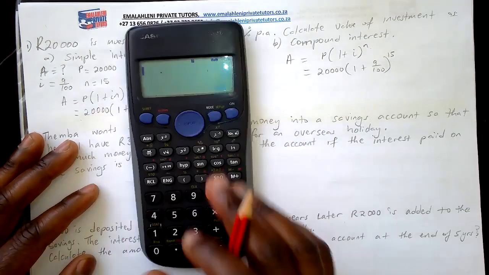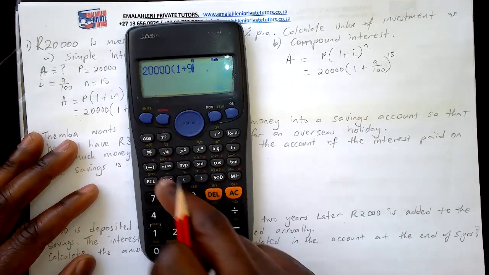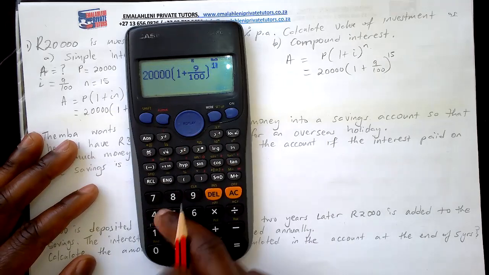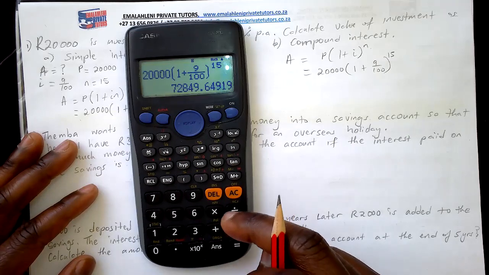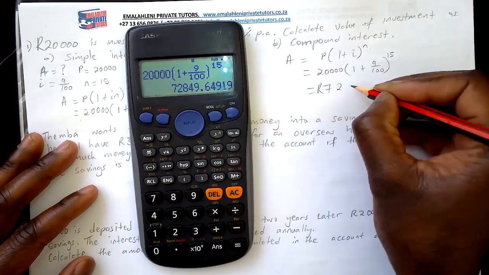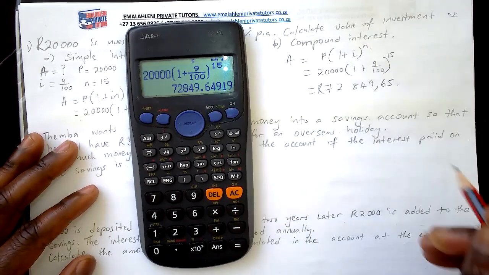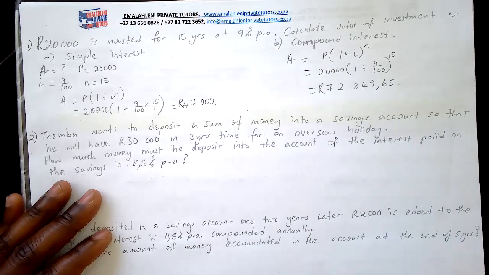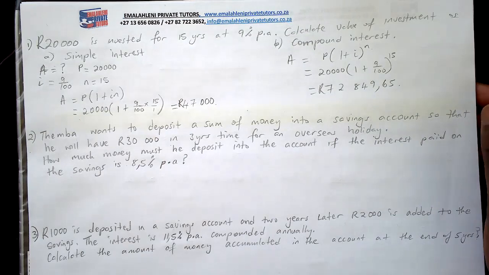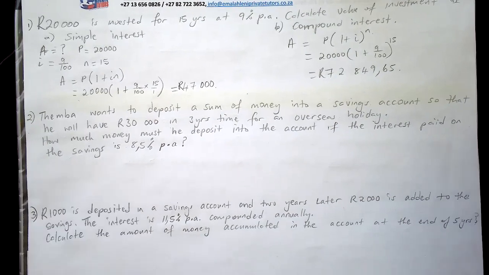Then let's see what we get there. 20,000 in bracket 1 plus 9 over 100. What do we get there? To the power of 15, we get what? We get 72,849.65. So that's the amount that we get there. So you can see that with compound, it actually yields more money than your simple interest, isn't it? That's what we have there. Then let's move on to the next question.